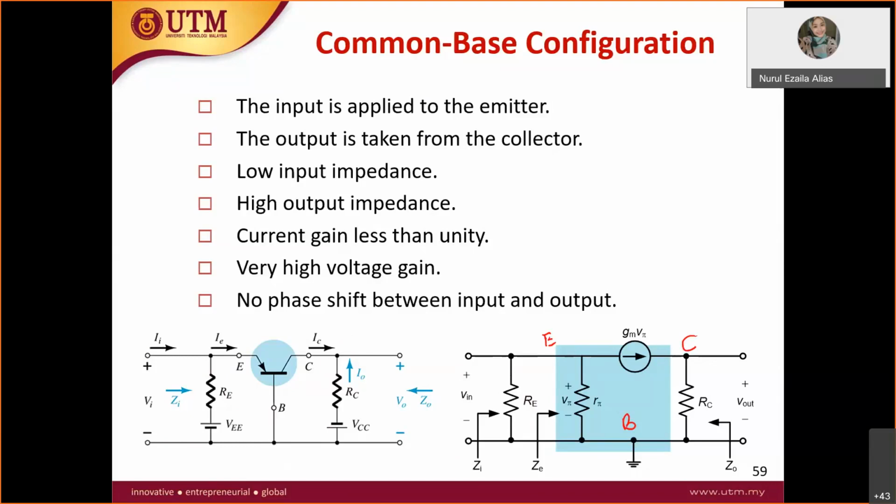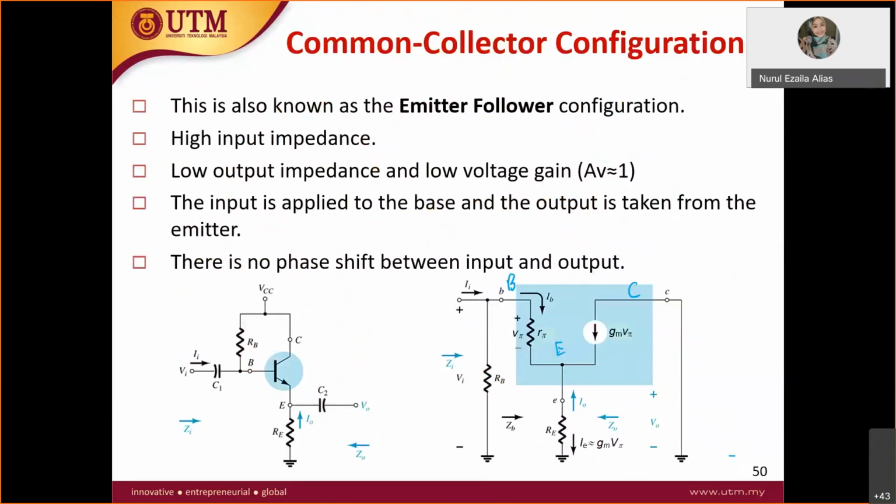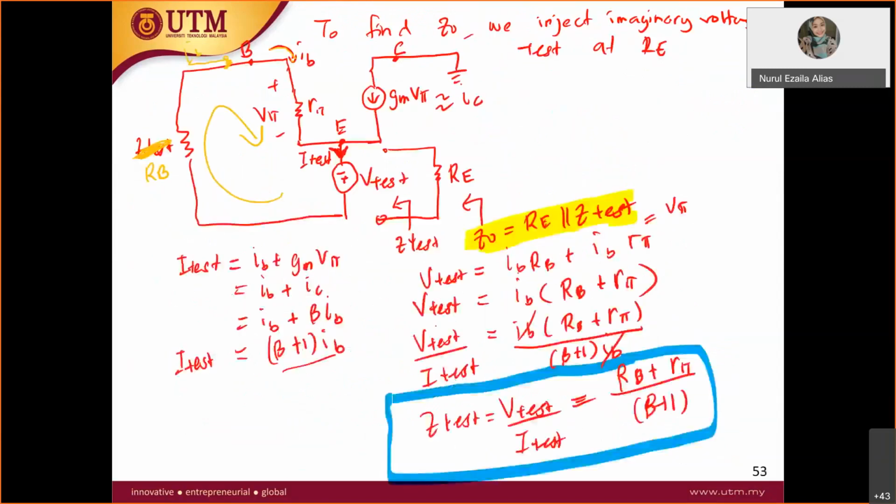In this case, it has low input impedance, high output impedance, current gain less than unity, and very high voltage gain. I forgot this one. For the common collector, it has high input impedance and the voltage gain is approximately equal to 1. After you derive this voltage gain, you should get something like 0.99. So that is for the common collector.